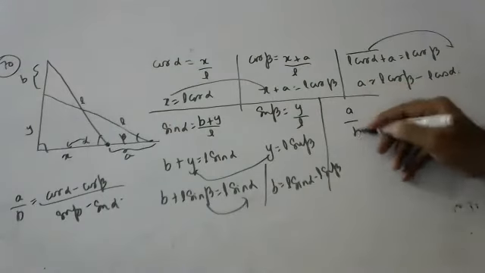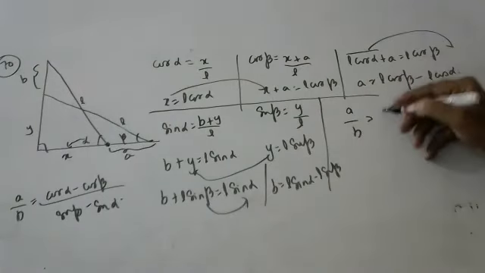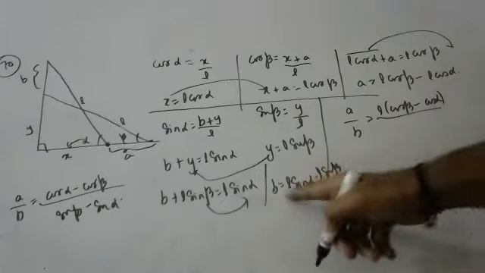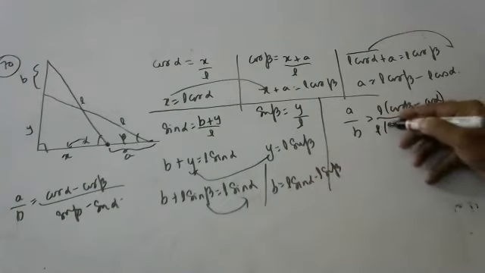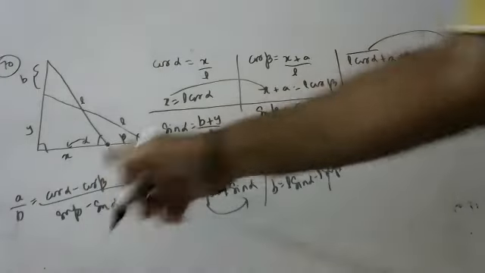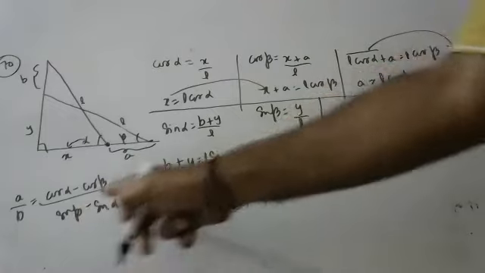Now according to the question, we should do A by B. What is A, children? Take L common: L times cos beta minus cos alpha. And what is B? Take L common: sin alpha minus sin beta. Now, according to the question, here alpha came first, beta came second. According to the question, beta came first, alpha came second.